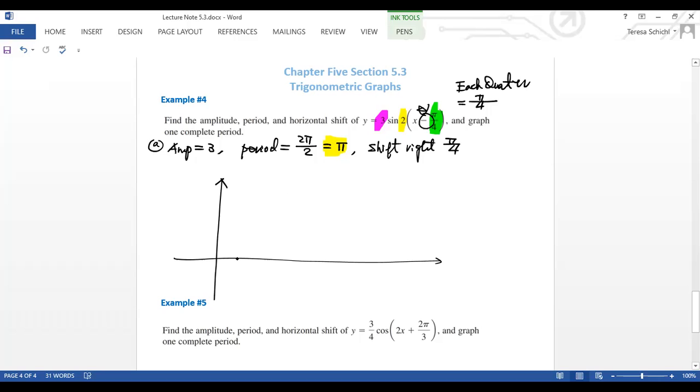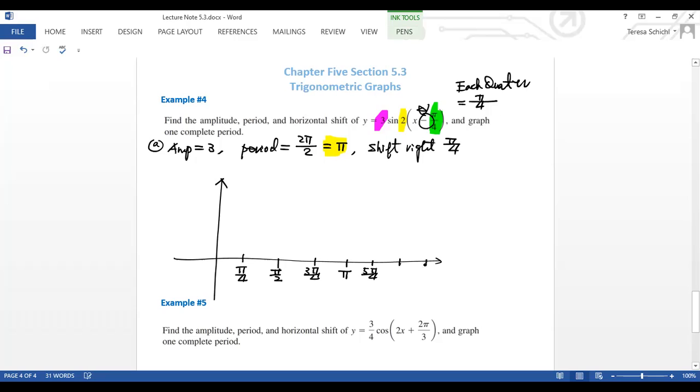Okay, so now let's start here. Let's say this is pi over 4. So pi over 4 plus pi over 4 is pi over 2, right? Then the next one, plus pi over 4, is 3 pi over 4. Then the next one here is pi. Then this is 5 pi over 4 here.